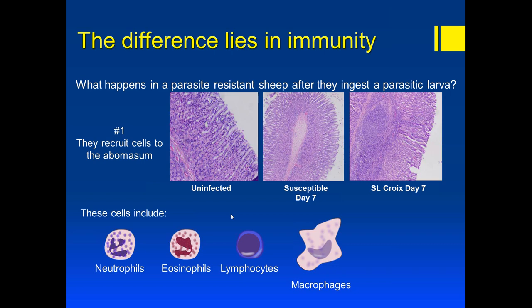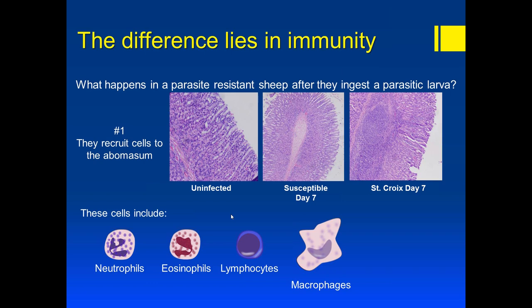So the rest of this discussion is going to focus a little bit on immunity, and I don't want to scare anybody off. These are all really great images, and I want to walk everybody through step by step. We're going to ask a series of questions and try to answer those with some data that I've generated through my dissertation work and some of the research we've done since I've been at WVU. So what happens in a parasite-resistant sheep after they ingest a parasitic larva?